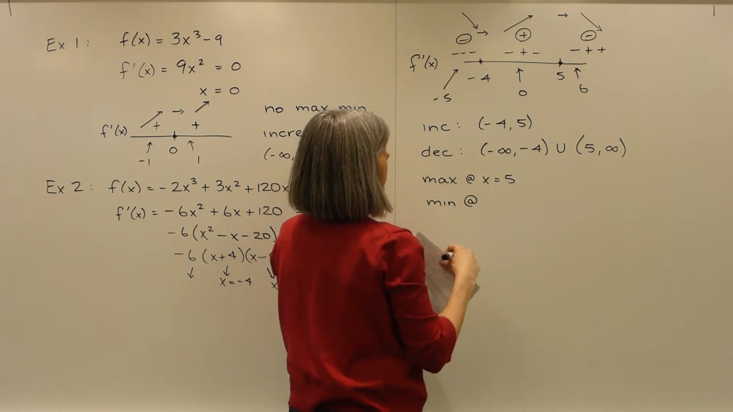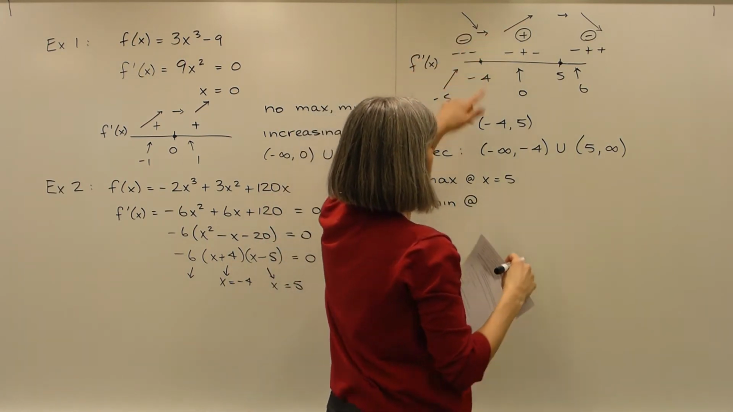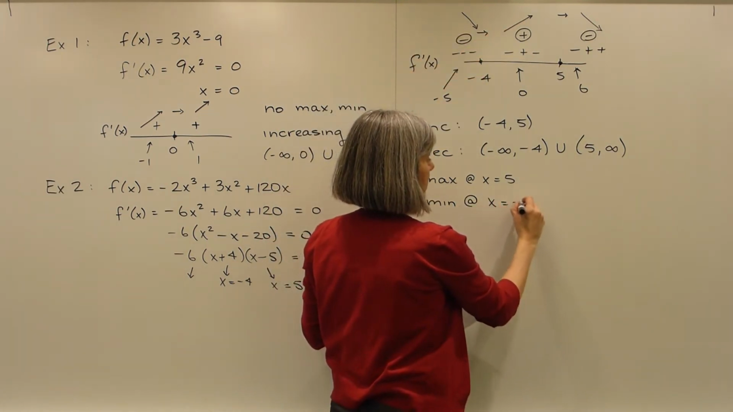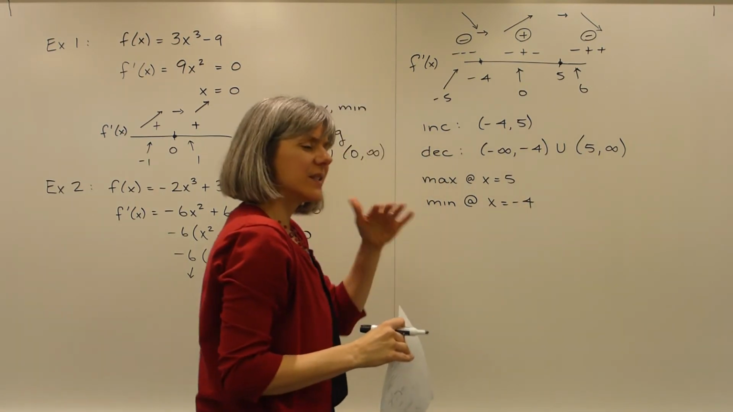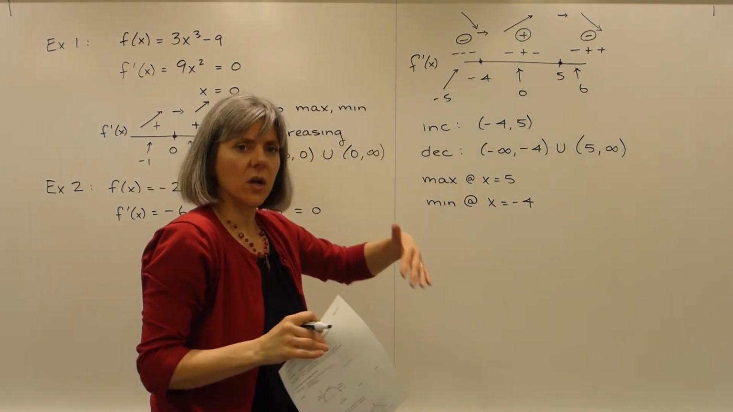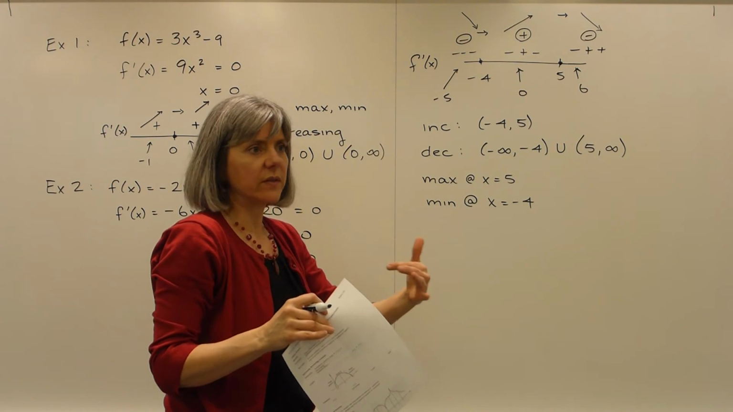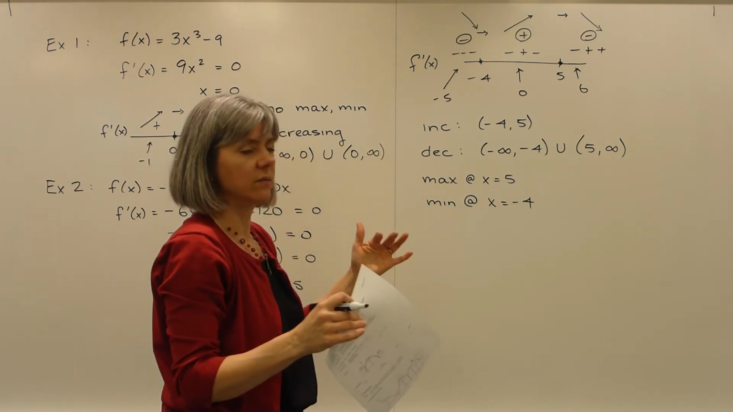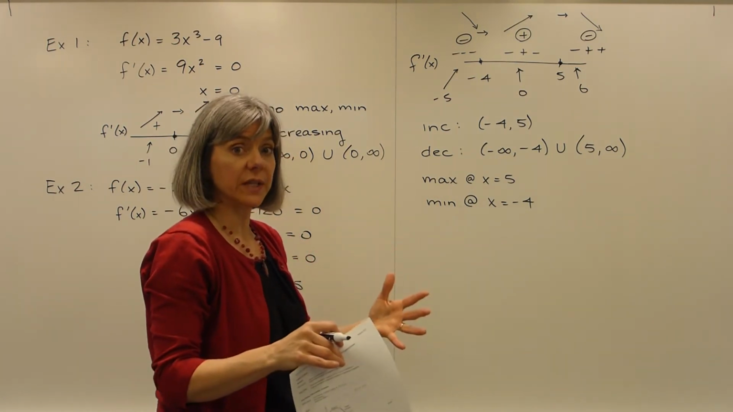Where does the min happen? That's where it goes down and then goes back up. So that min happens at x equals -4. And again, all the way along, all of the problems, all the information that you've ever learned about how to handle any polynomials should all tie together.